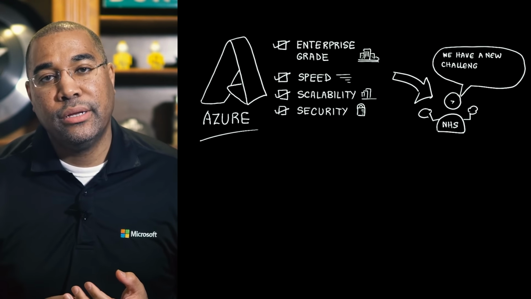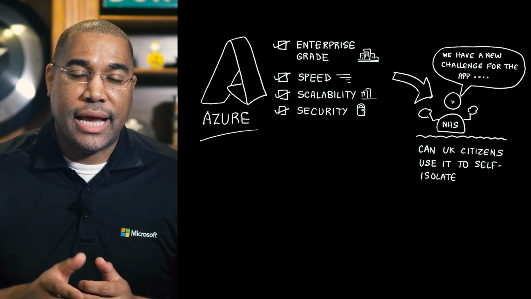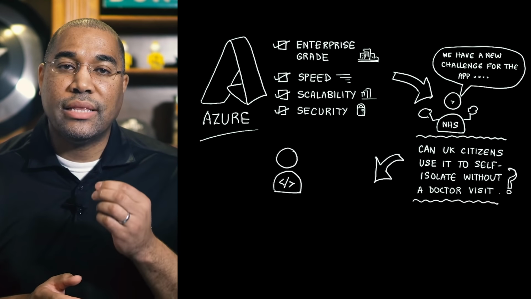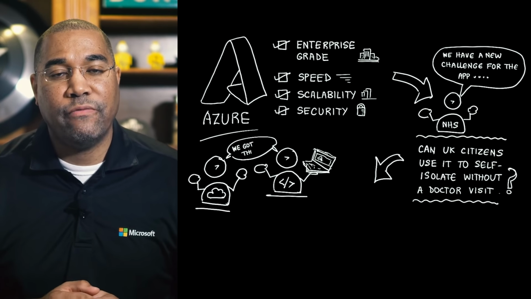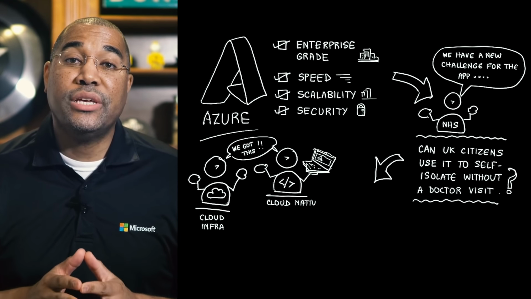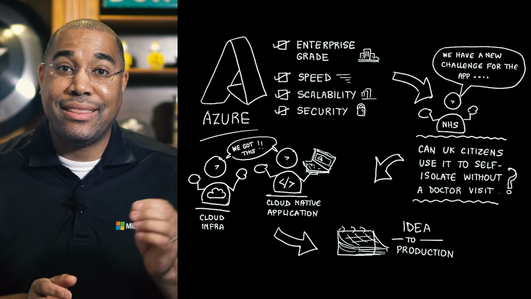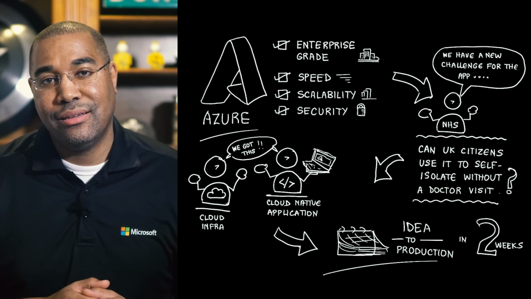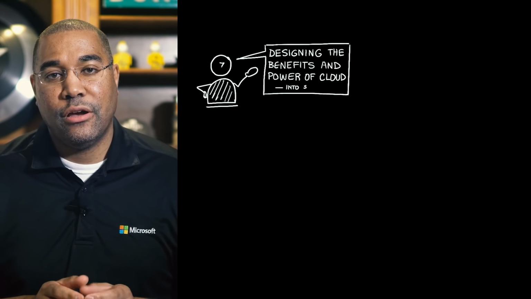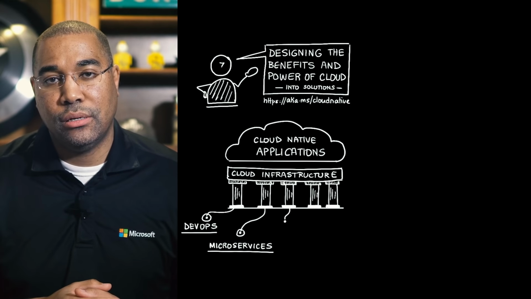A few months later, in face of the COVID pandemic, the NHS had a new challenge. They needed to allow UK citizens to get permission to self-isolate without visiting a doctor. Using Azure and a cloud-native architecture, the NHS was able to take this service from idea to production in just 2 weeks. Cloud-native architectures focus on designing the benefits and power of the cloud into your solutions.